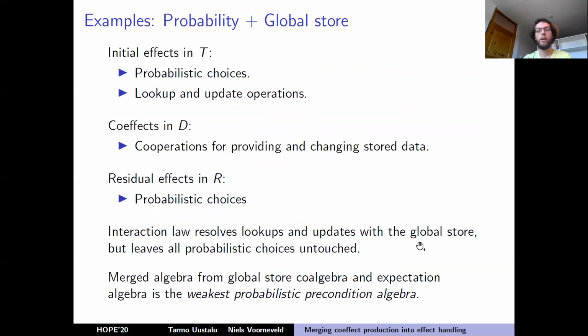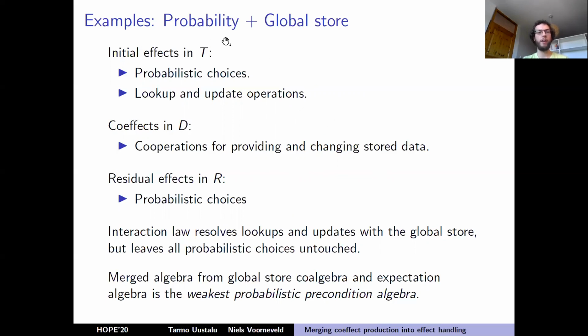All right. For the end of this talk, let us look at two more examples to flesh out why this viewpoint of using coalgebras for coeffect production and algebras for effect handling, merging these two things using interaction laws, actually gives us a very nice interpretation of properties of programs. So for that purpose, we look at two more examples.